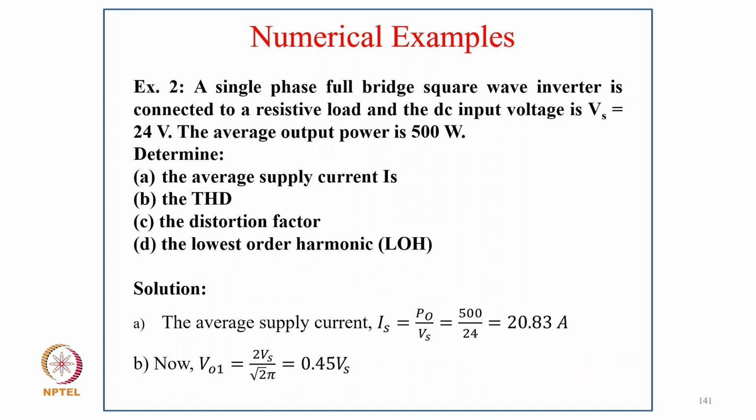So example 2: a single phase full bridge square wave inverter is connected to a resistive load, and the DC voltage is 24 volt. The average output power is 500 watt. Determine the average supply current, total harmonic distortion, distortion factor, and lower order harmonics.